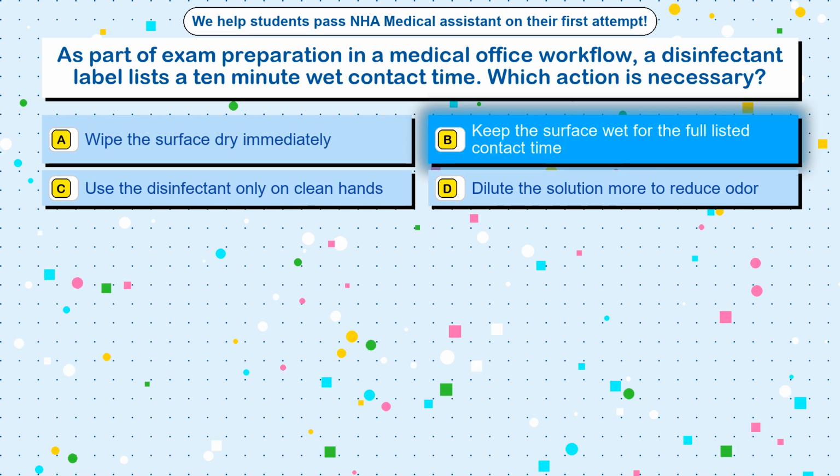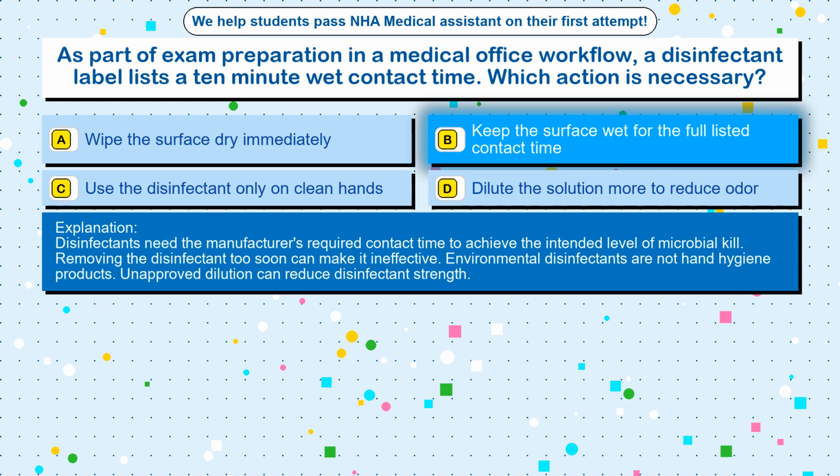Keep the surface wet for the full listed contact time. Disinfectants need the manufacturer's required contact time to achieve the intended level of microbial kill. Removing the disinfectant too soon can make it ineffective. Environmental disinfectants are not hand hygiene products. Unapproved dilution can reduce disinfectant strength.